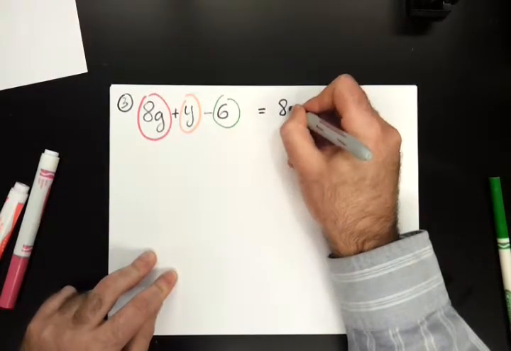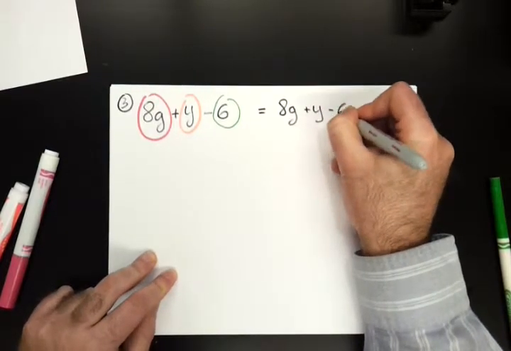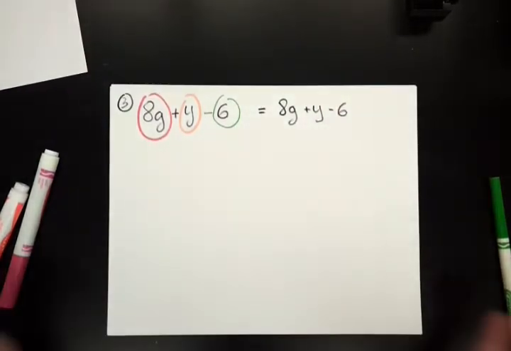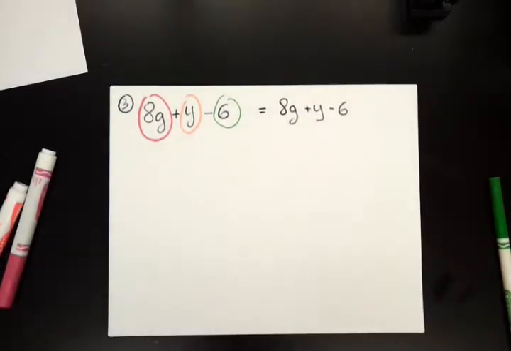Your answer is the problem itself. There's nothing to simplify. Since we're not solving for anything, we're simplifying, we're trying to combine, and there's nothing to combine. That's the answer. All right, next we're going to look at number 4.